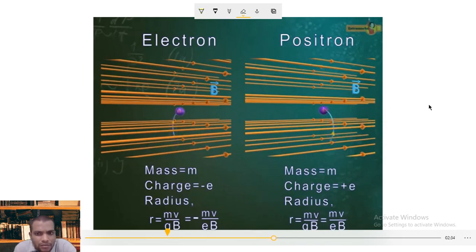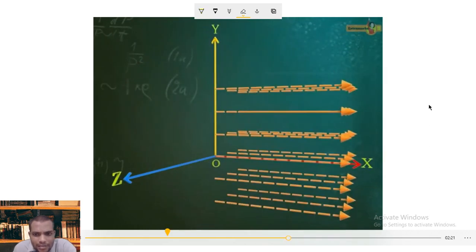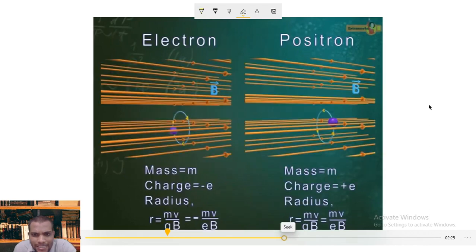Other than that, you can check the same with an electron and a proton. The electron mass and proton mass differ slightly, but they both have the same charge. Obviously they make circles of the same radius. Now this is the case when the particle moves perpendicular, that is, the velocity of the particle is perpendicular to the magnetic field.